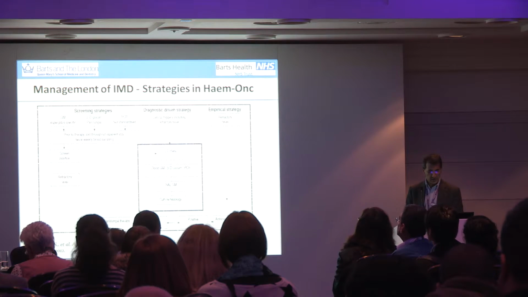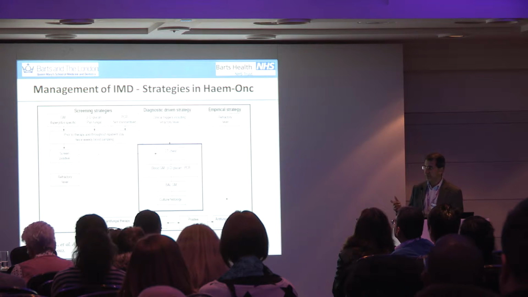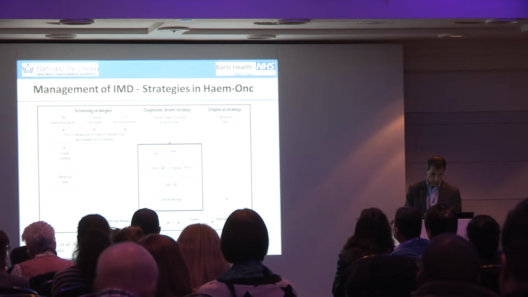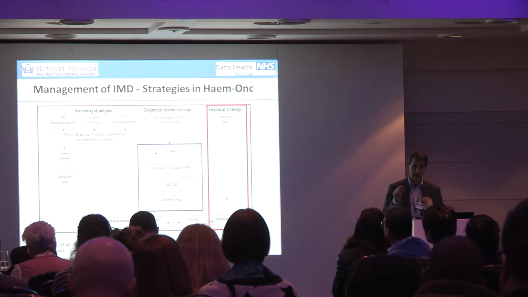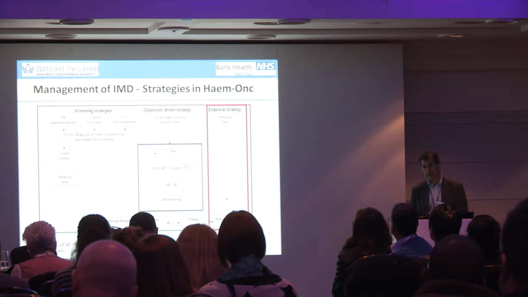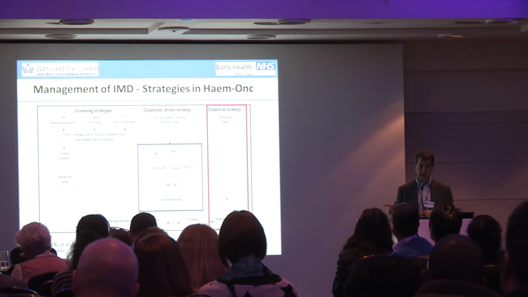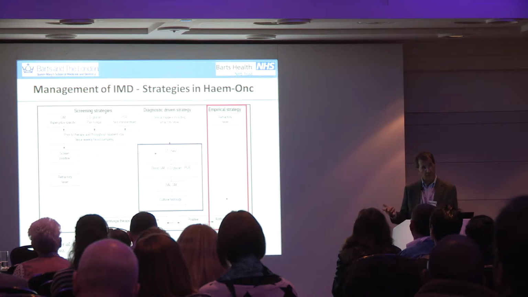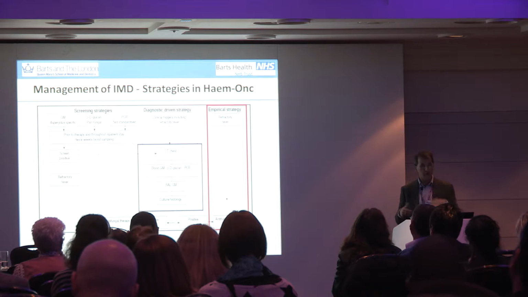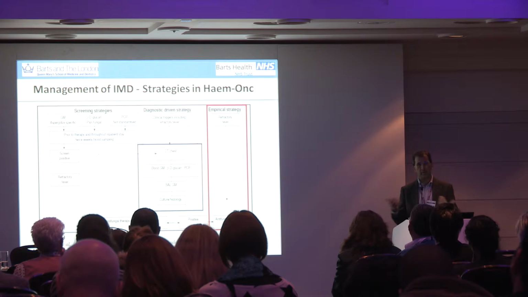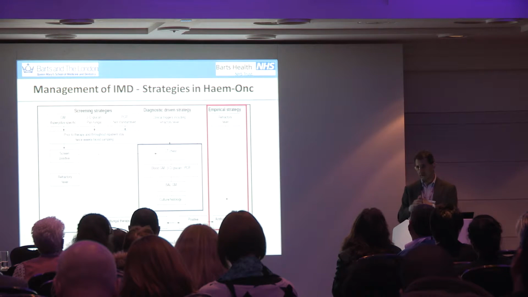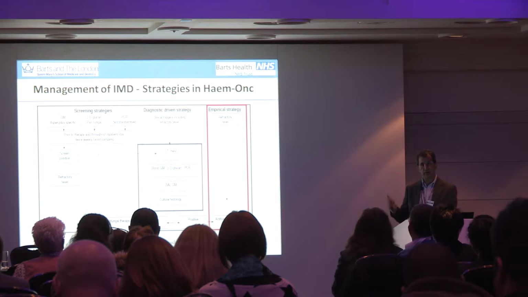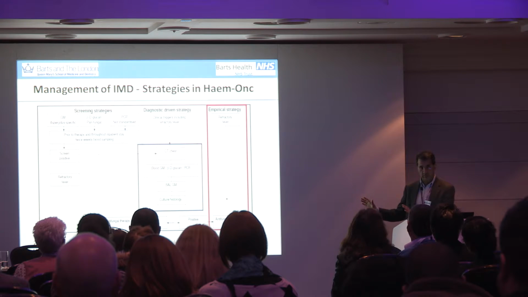So what does empirical therapy mean? It's really very simple, but very clearly defined in the literature at least, which is probably not clinical practice. Empirical therapy means you have an at-risk patient, so generally a neutropenic patient who has persistent fever despite broad-spectrum antibiotics. And you don't do any tests, you react to that clinical scenario and start antifungal drugs. That is empirical treatment.